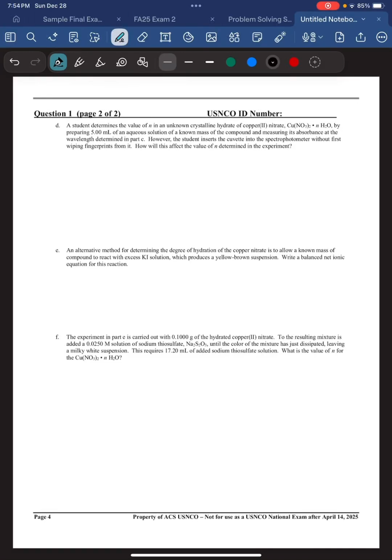All right, let's do problem D. A student determines the value of N in an unknown crystalline hydrate of copper(II) nitrate by preparing 5 milliliters of an aqueous solution of a known mass of the compound and measuring its absorbance at the wavelength determined in part C. However, the student inserts the cuvette into the spectrophotometer without first wiping fingerprints from it. How will this affect the value of N determined in the experiment?